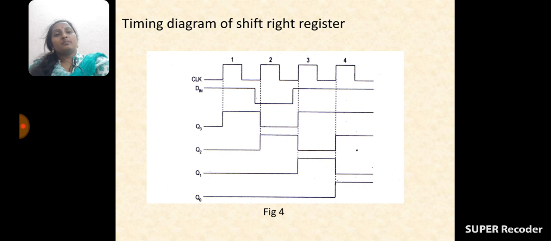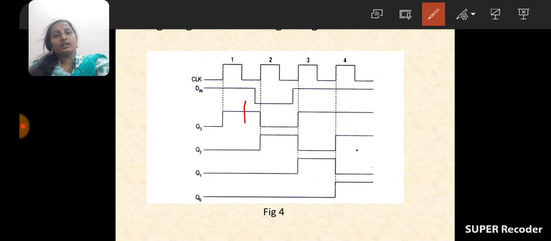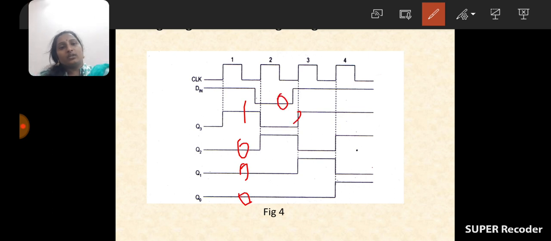Similarly, the timing diagram is drawn depending upon the truth table. It is 1, 0, 0, 0, and 0, 0, 1, 0, 0.